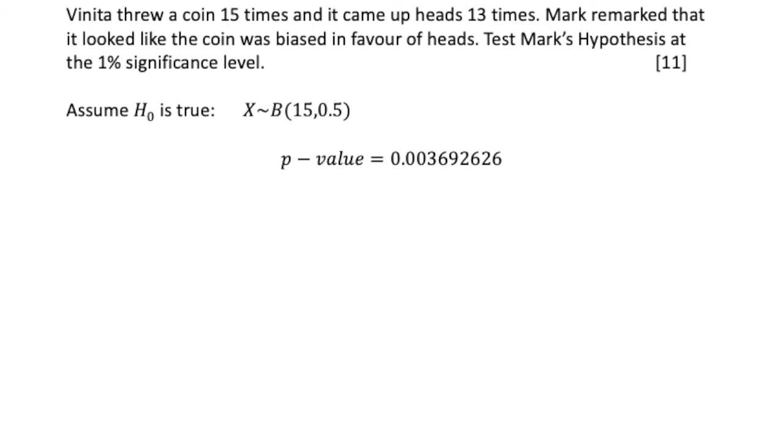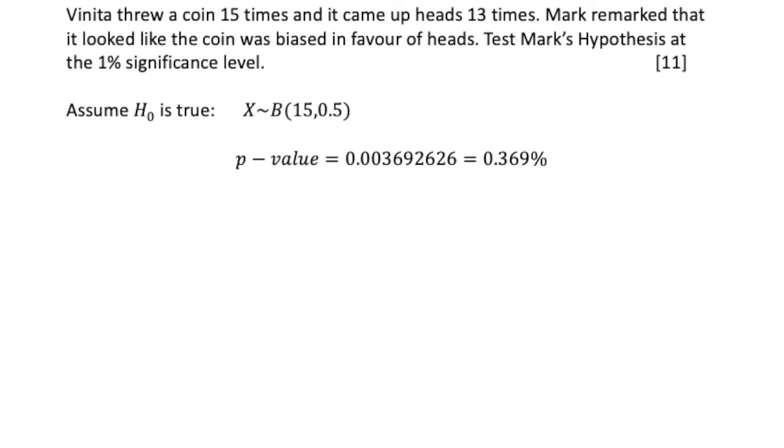Now, what usually happens in hypothesis testing questions is this probability is pretty small. So 0.00 something. So just to make it a bit more readable, it's quite common at this stage to convert this into a percentage. So it's 0.369% to 3 significant figures. That's more than enough.